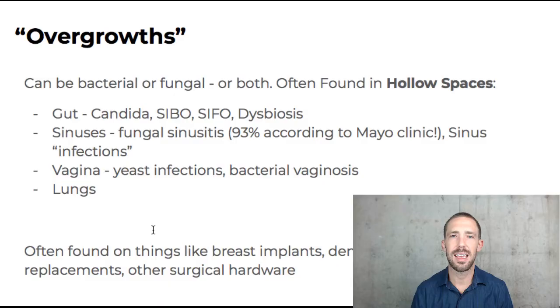So things like Candida, which is a yeast, or SIBO, which is small intestinal bacterial overgrowth. There can be a variety of different bacteria, but it's the bad pathogenic bacteria that have overgrown in the small intestine where they're not supposed to be. We want them more down in the large intestine, and this can cause a lot of problems like bloating, brain fog, anxiety, fatigue. Or SIFO, which is the same thing, but fungal overgrowth. So maybe it's a Candida overgrowth in the small intestine. SIBO, SIFO, dysbiosis, these are overgrowths.